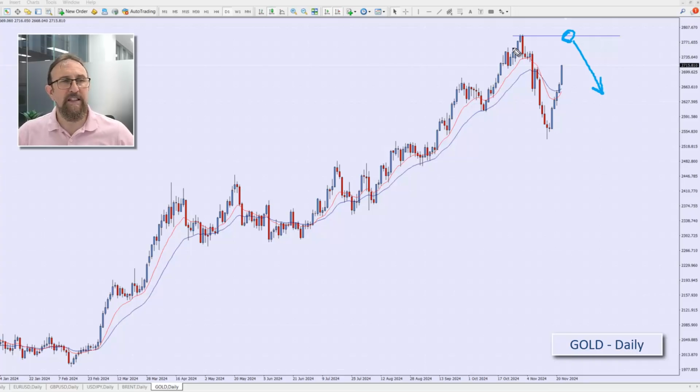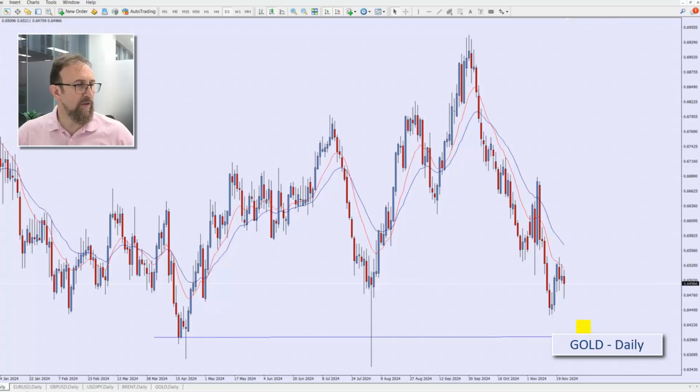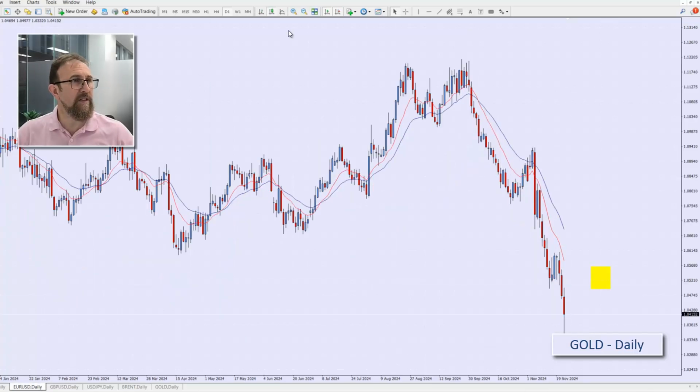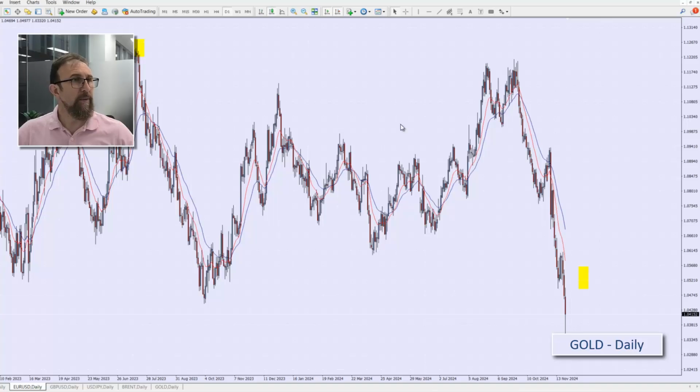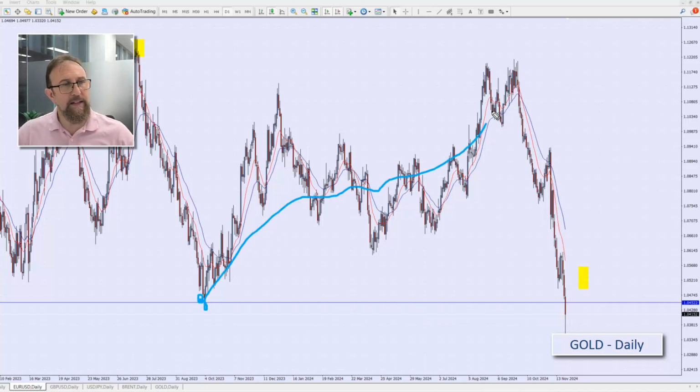Now this is different to what I showed you in the Euro USD. Let me just go back quickly to highlight that. I had that level over here, and the market had gone up there, done something, and then come back down. So that's not a double bottom. It's a totally different situation.